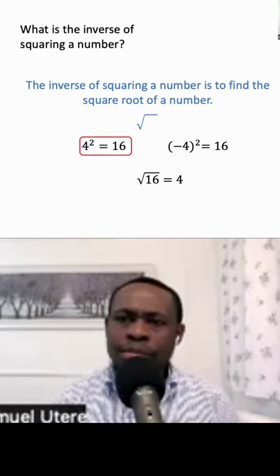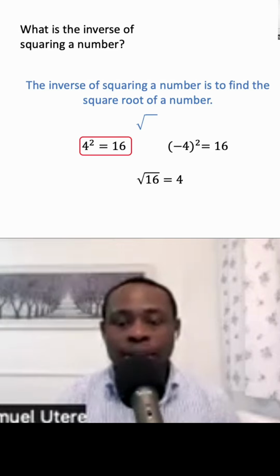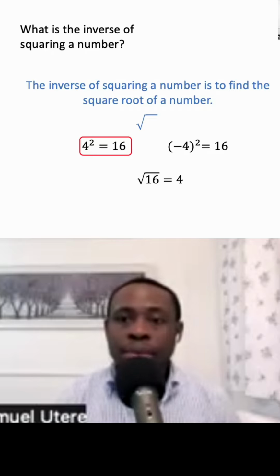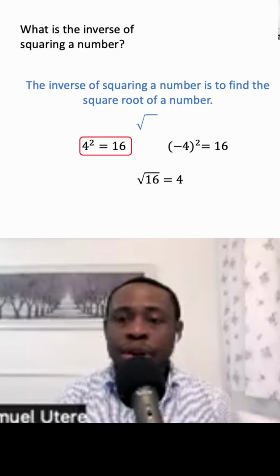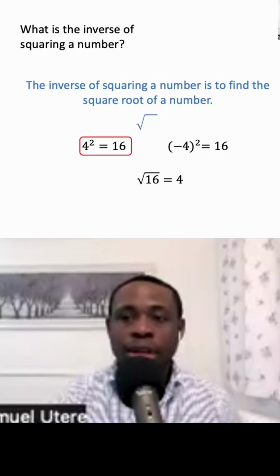But you would see a different case where we have to use negative 4 when we are solving equations, and you would see why. I'm going to explain that. So we only work with a positive number, even though we know that squaring a negative number will also give the number that we could take a square root of to get the positive number.